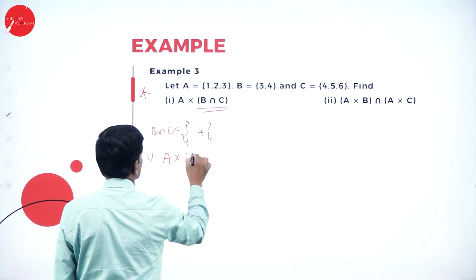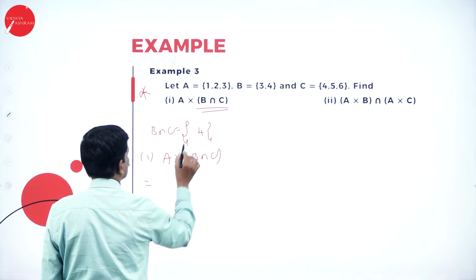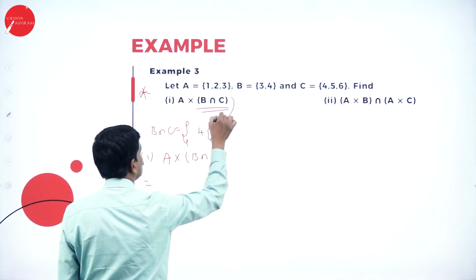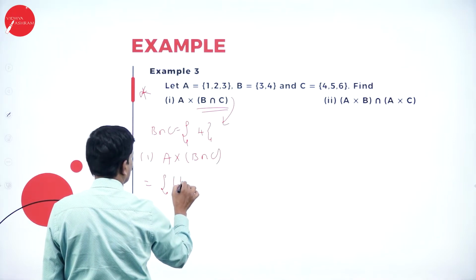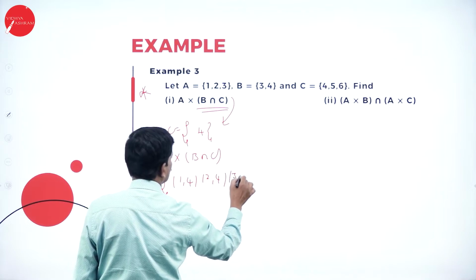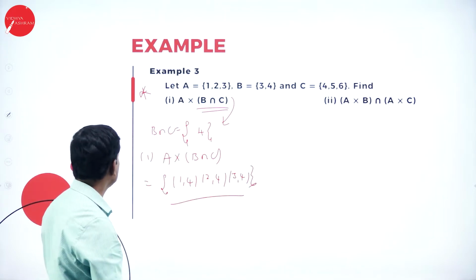A cross (B intersection C). A is {1, 2, 3}, and B intersection C is just {4}. So the elements are (1, 4), (2, 4) and (3, 4). These are the elements of A cross (B intersection C).